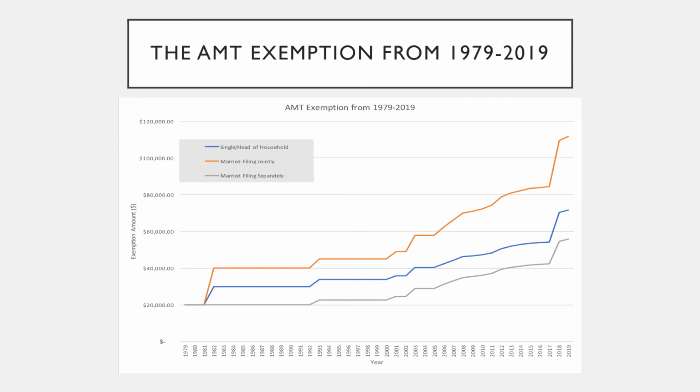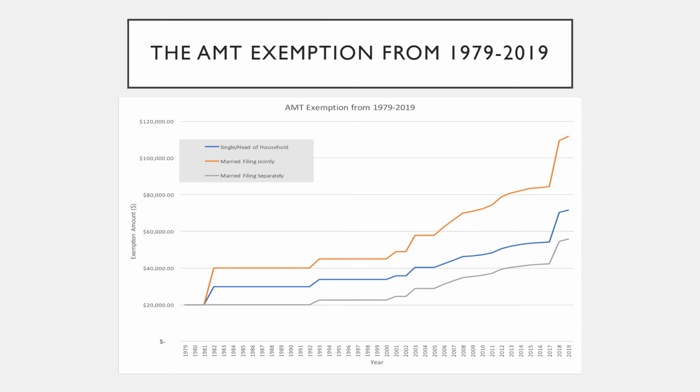Note that the graph shows the actual exemption amounts for the alternative minimum tax that have been used from 1979 to 2019. Prior to 2006, the alternative minimum tax exemption was not often subject to change. For instance, between 1979 and 2005, the alternative minimum tax exemption increased only 4 times from the 1979 exemption amount of $20,000.